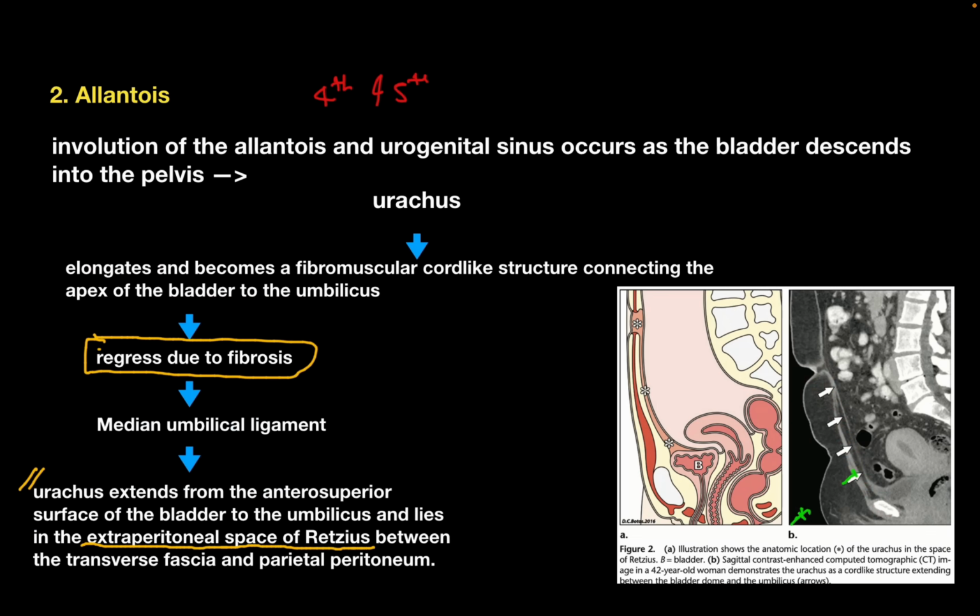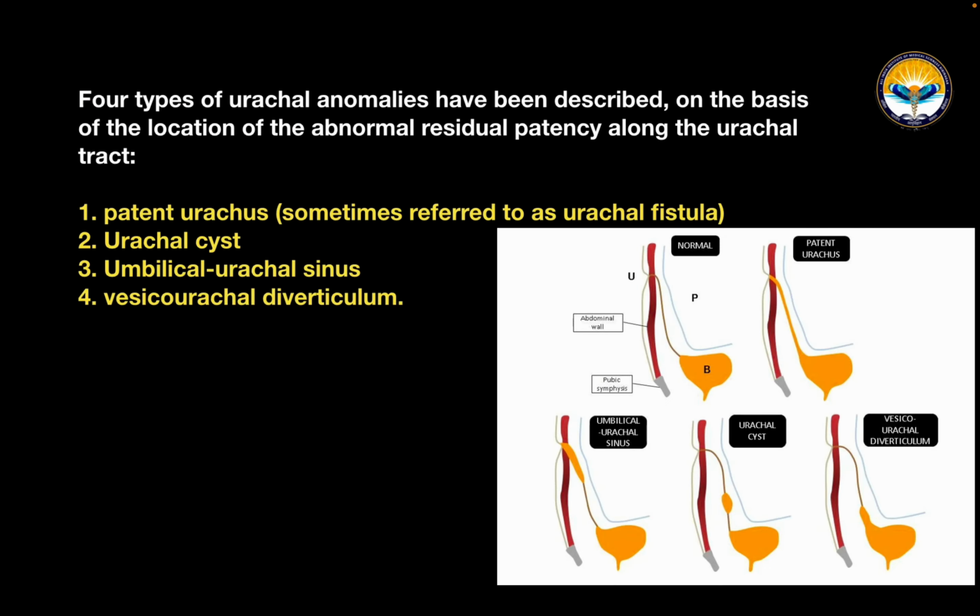Now, on the basis of the location of the abnormal residual patency along the urachal tract, there are 4 types of urachal anomalies. Now look over here. Here we have the 4 types. The first one is urachal fistula, which is an abnormal communication between the urachus and the adjacent structure, commonly the bladder. It can lead to complications such as persistent drainage and increased risk of infection.